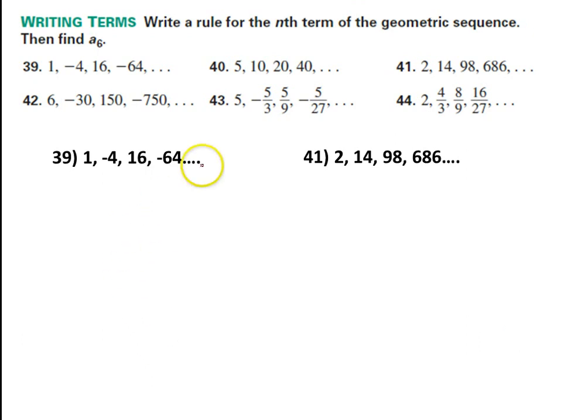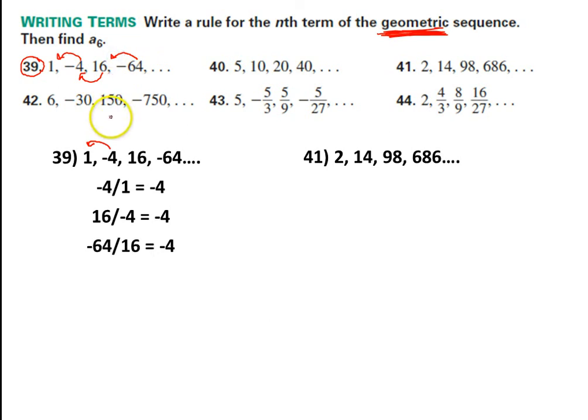Now, a couple examples. Write the rule for the nth term. Okay, 39. It tells us it's geometric, so it helps us out a little bit, which we won't necessarily know here in a couple days. So we know we're looking for r. Start out by finding r. How do we do that? Find your ratio. So we need to take negative 4 divided by 1. What's that? Negative 4. 16 divided by negative 4 is also negative 4. Negative 64 divided by 16 is also negative 4.